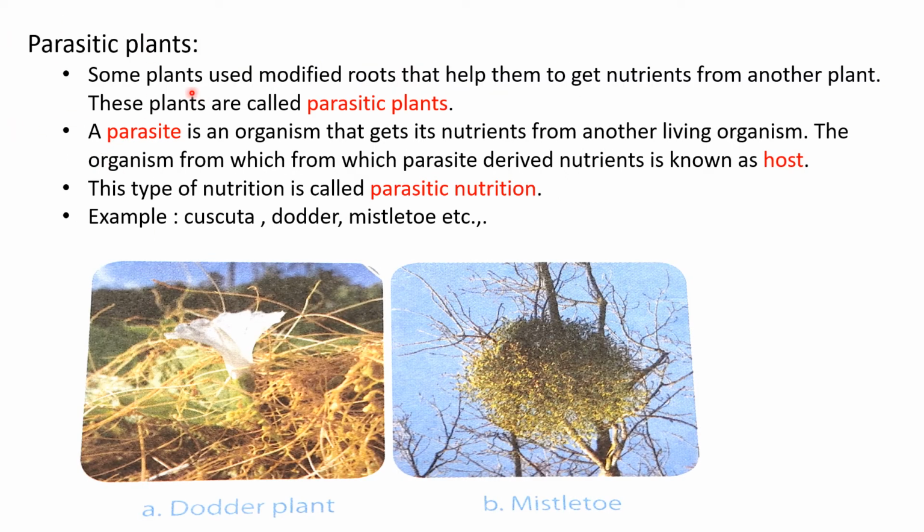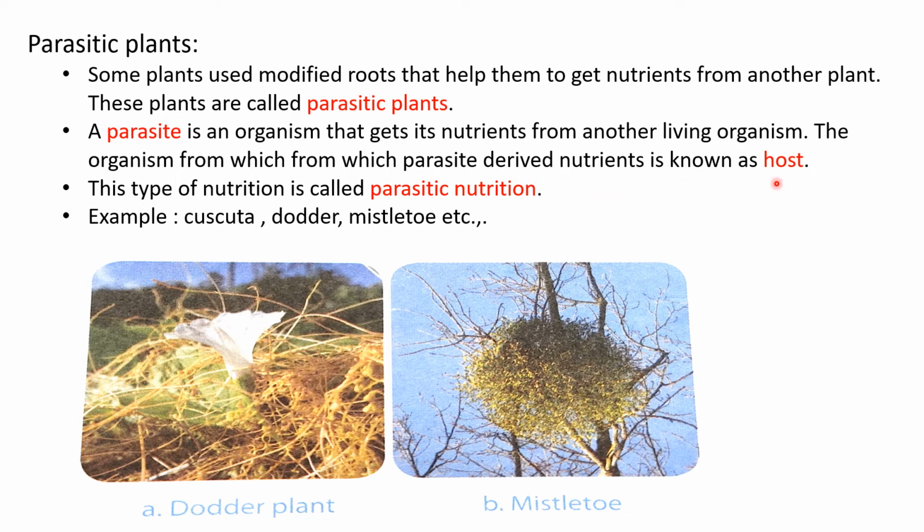What are parasitic plants? Some plants use modified roots that help them to get nutrients from another plant. These plants are called parasitic plants. So parasitic plants basically modify their roots for getting nutrition from other plants. What is a parasite? A parasite is an organism that gets its nutrition from another living organism. The organism from which the parasite derives nutrients is known as the host.